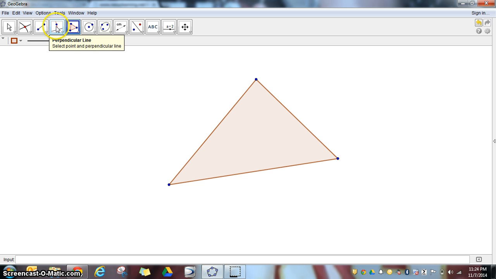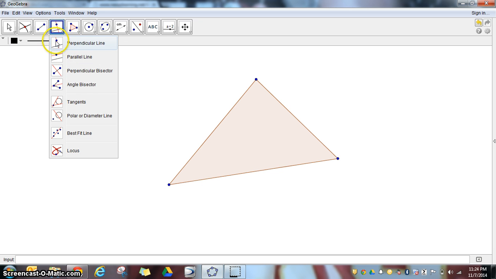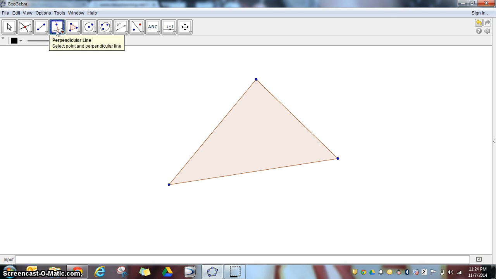So what I want you to do is go over here and find your perpendicular line tool. This one, not the perpendicular bisector tool. You want your perpendicular line tool. When we hover over that, it says select a point and the perpendicular line. So we're going to select the point as a vertex. Then we're going to select the line opposite that is perpendicular to the line. So there creates the height. The height would actually go from the vertex right there to that point on the triangle, but the whole line itself is called an altitude.